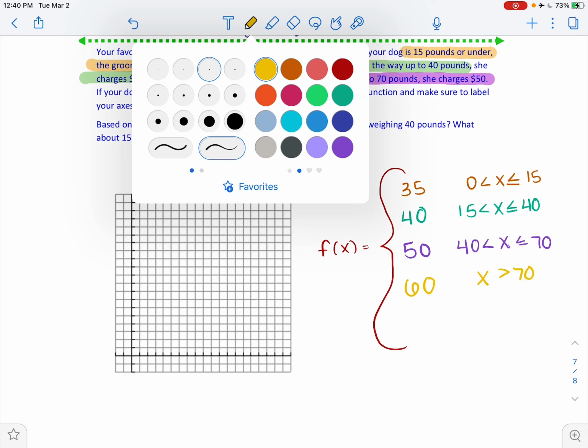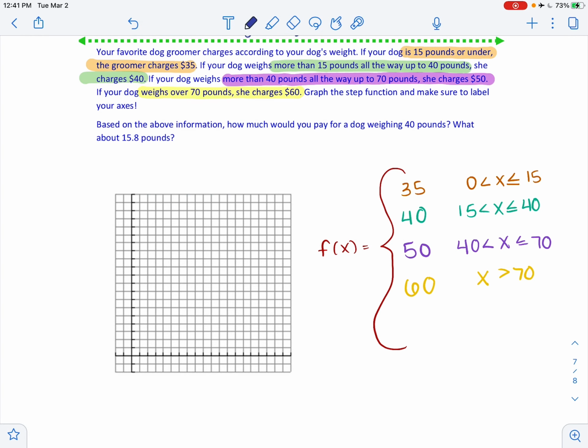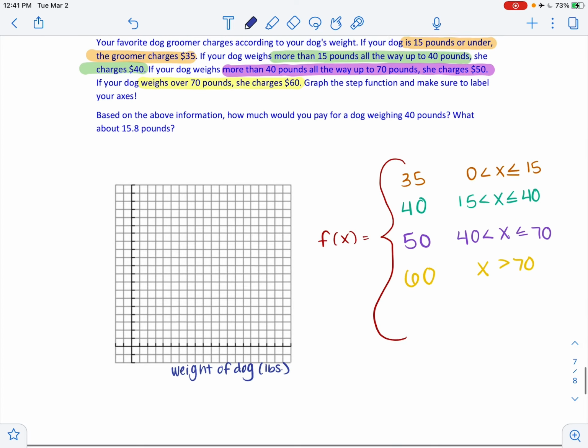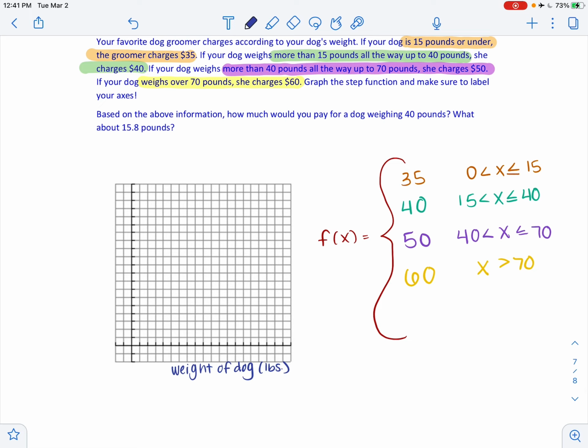Let's start to graph this first by labeling the axes. Our x value, all our inequalities were written in terms of the pounds of your dog. So let's label our x-axis as such: weight of dog, and it was in pounds, so I'll do LBS. Then the y values all represented the cost of getting your dog groomed. So we're going to label our y-axis as cost.